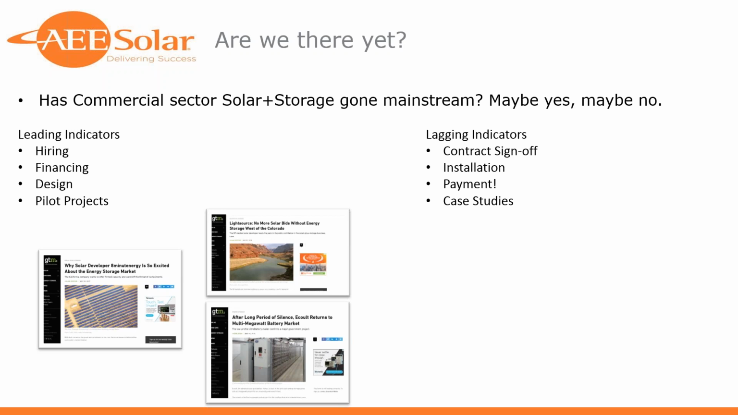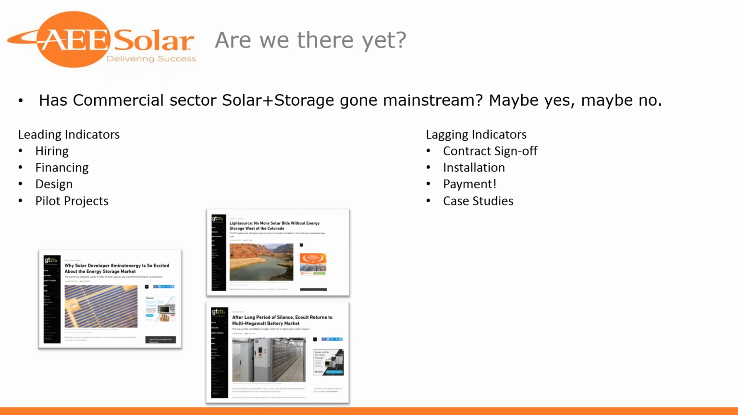And pilot projects. We're seeing more and more of these through utilities that are committing their capital in the form of projects that they own, in the form of projects that they're backstopping, in the form of incentives that they're providing for commercial sector storage, not just SGIP, but things across the country. So those are all leading indicators that are going to tell us kind of where this is headed.